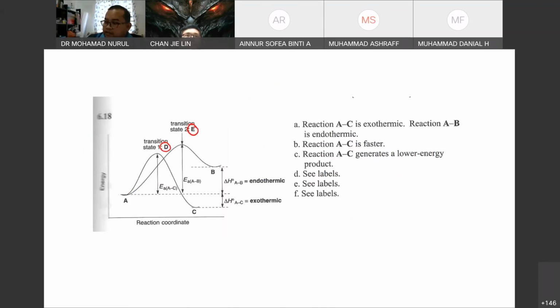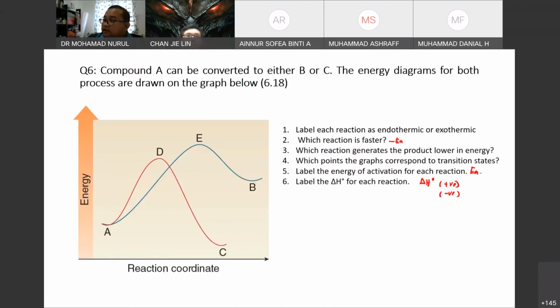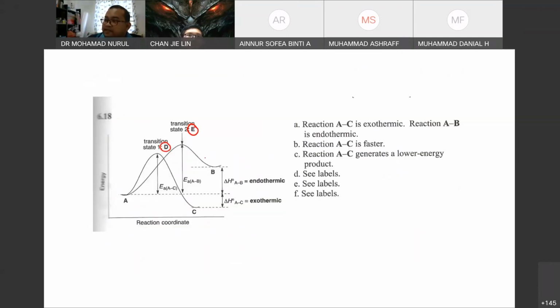Okay, and E, what is E? Number 5, label the activation energy of each reaction. Okay, this is the activation energy. The activation energy is between starting material and transition state, not product to transition state. Okay, so F, this is delta H, so you have to label the delta H. Okay, don't forget to label. This one is the y-axis, this one is x. Make sure y is energy, E. Reaction coordinate, you have to write in full, reaction coordinate.